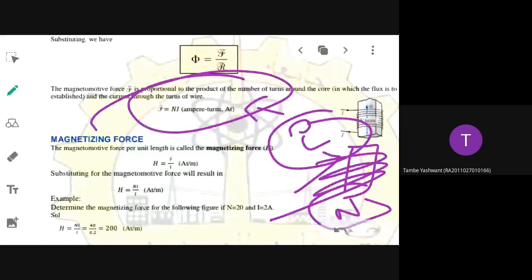The unit of I is what? Ampere. So the number of turns is N. The unit of magnetomotive force is what? Ampere turns. And the formula is again N into I. So this is another factor that you need to remember.